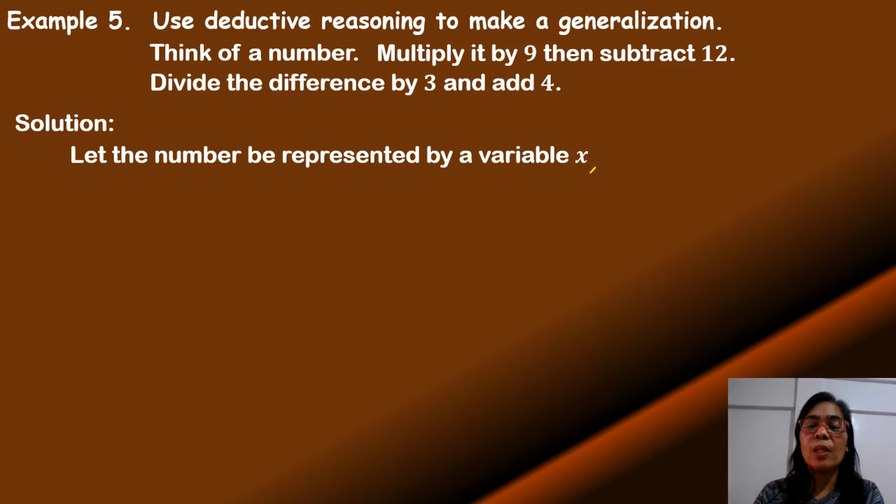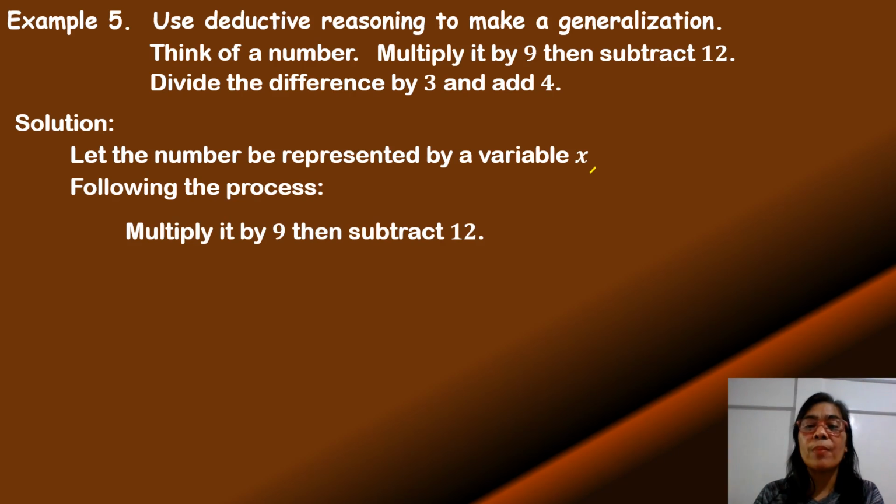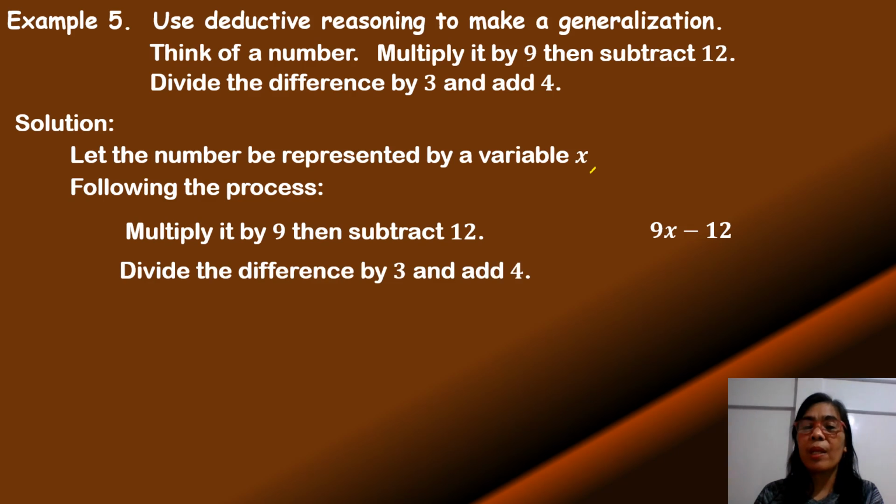In inductive reasoning, we use a particular value, while in deductive reasoning, we use a variable to represent any number. Following the process, we now multiply the number represented by x by 9 and subtract 12. Then we divide the difference by 3 and add 4. So we have (9x minus 12) divided by 3 plus 4. Then when we simplify, take note, we use existing rules on how to simplify algebraic expressions.